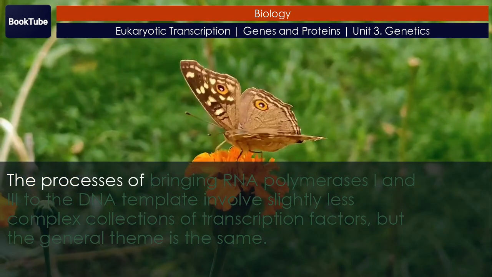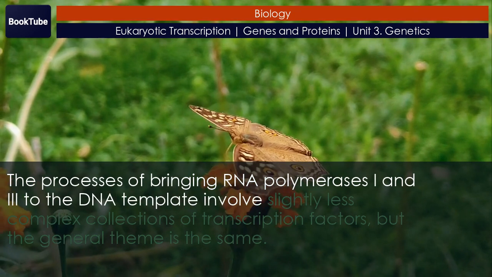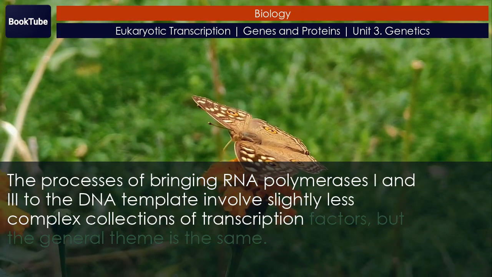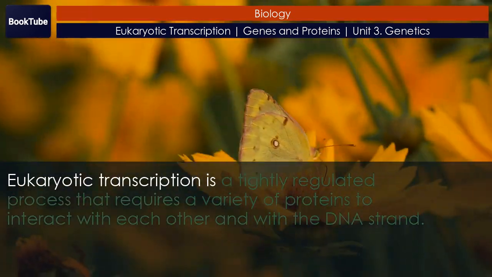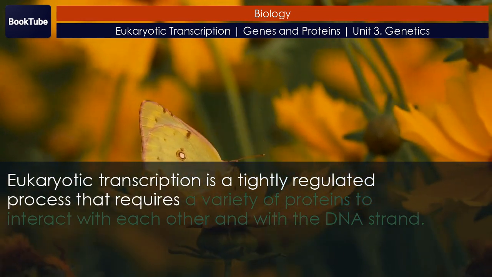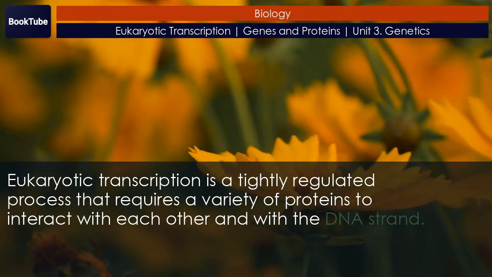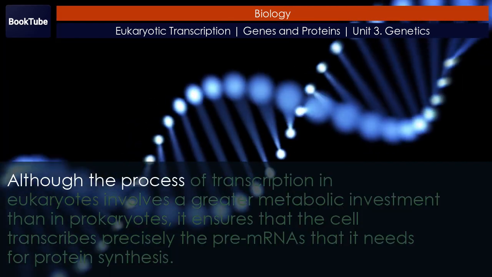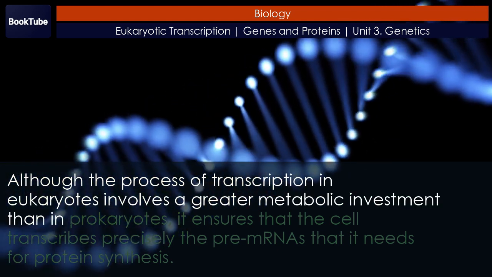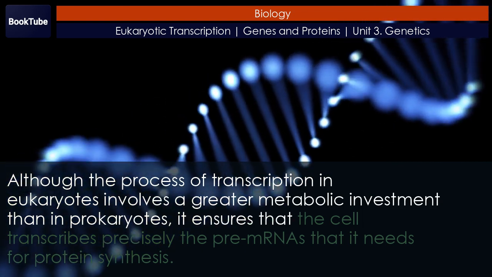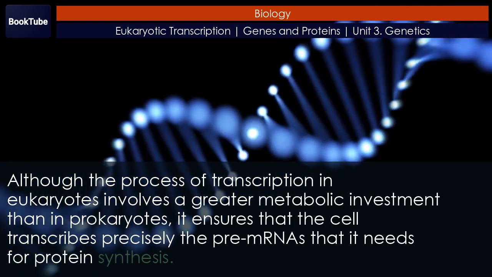The processes of bringing RNA polymerases I and III to the DNA template involve slightly less complex collections of transcription factors, but the general theme is the same. Eukaryotic transcription is a tightly regulated process that requires a variety of proteins to interact with each other and with the DNA strand. Although the process of transcription in eukaryotes involves a greater metabolic investment than in prokaryotes, it ensures that the cell transcribes precisely the pre-mRNAs that it needs for protein synthesis.